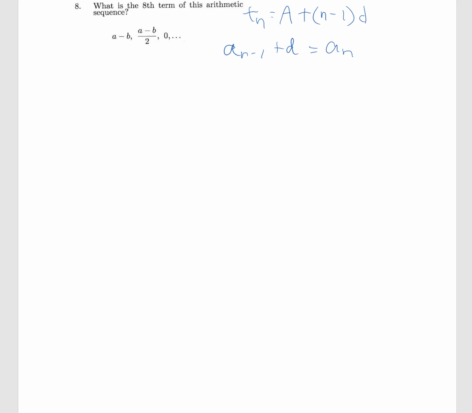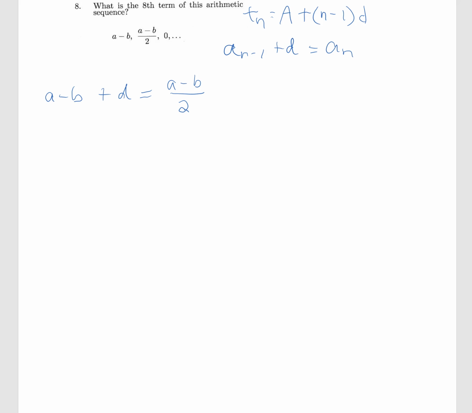So to find out what d is, let's look at our first two terms in this sequence and plug them into this equation. My first term is a minus b, and to this I'm going to add some difference d, and this is going to give me the second term, which is a minus b over 2. All right, so basically we want to solve this for d.